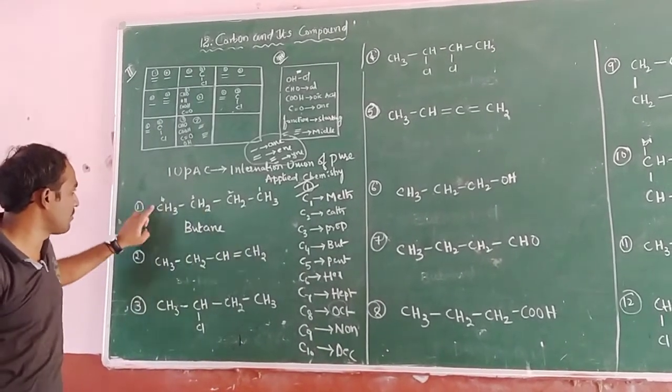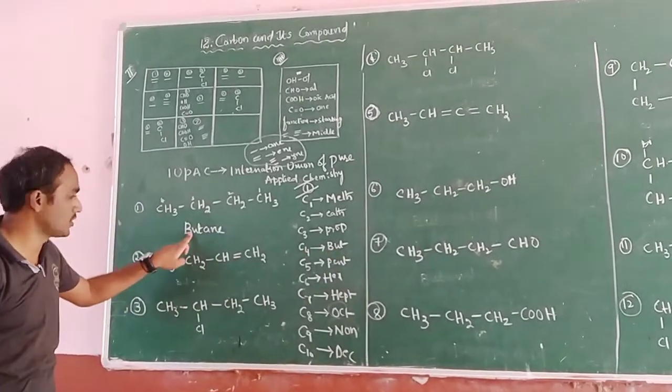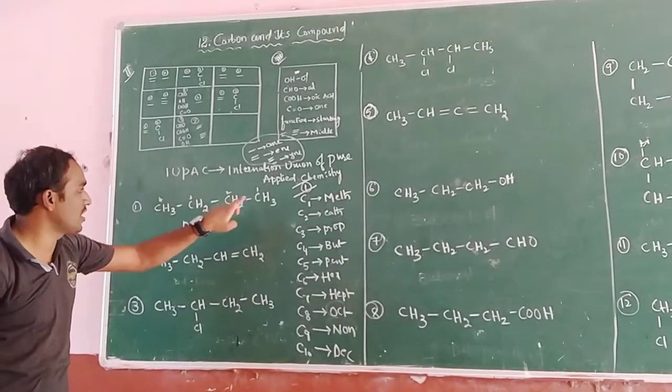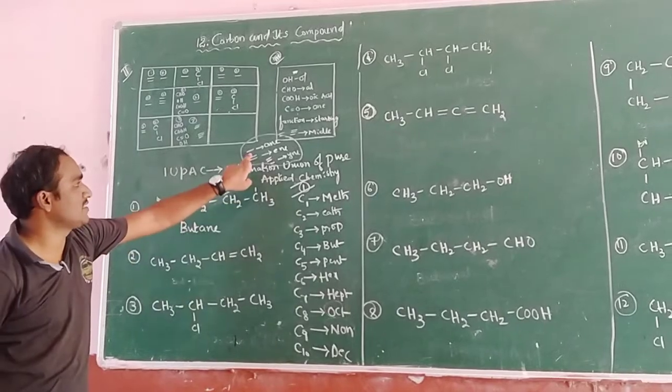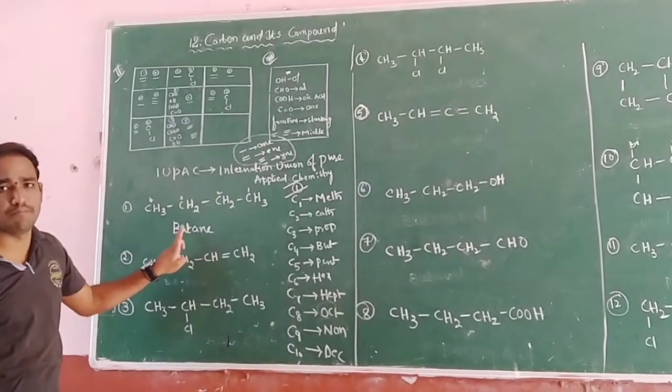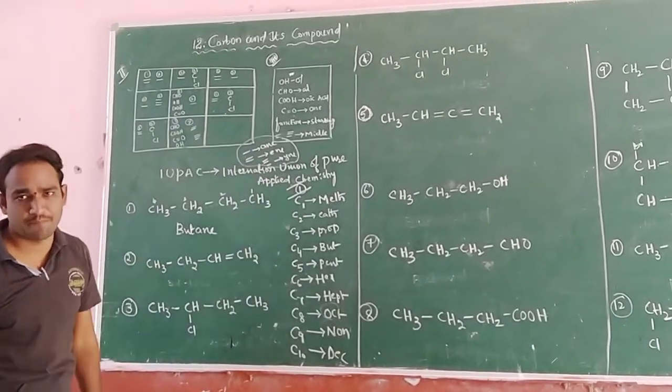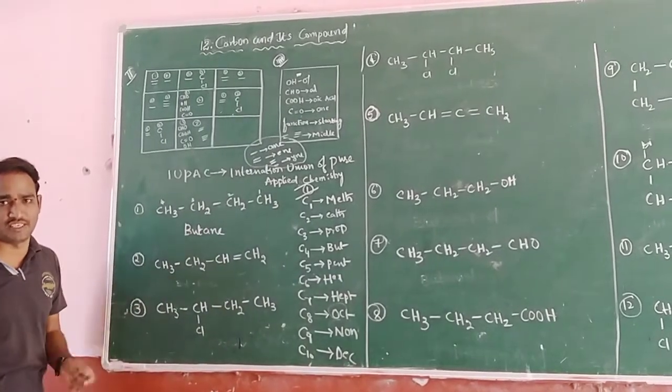So what is the IUPAC name of the first compound? But means the number of carbons is 4. Which bond do we have between carbons? Single bond. If it is a single bond, what do we say? Ane. But plus ane, butane. So that is the IUPAC name of the first compound.